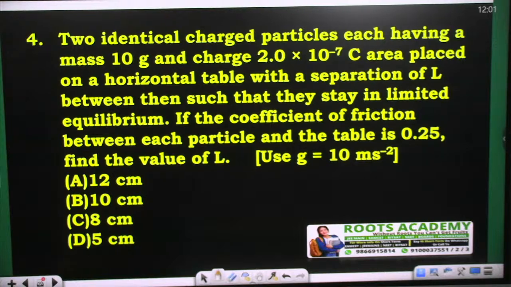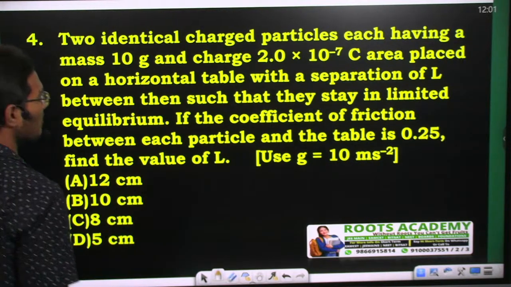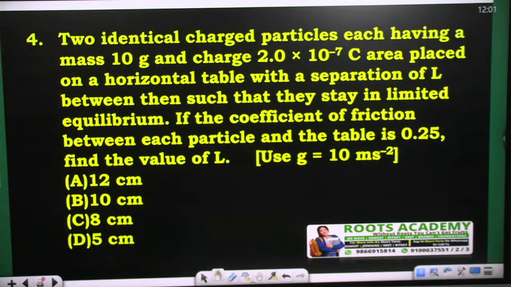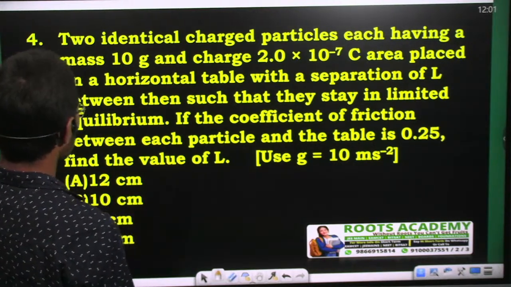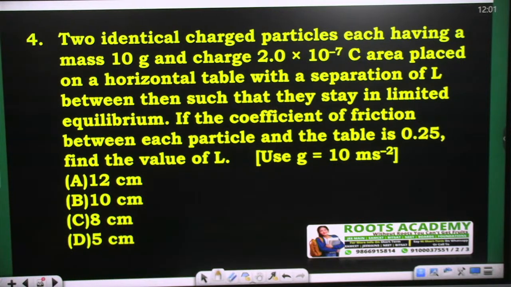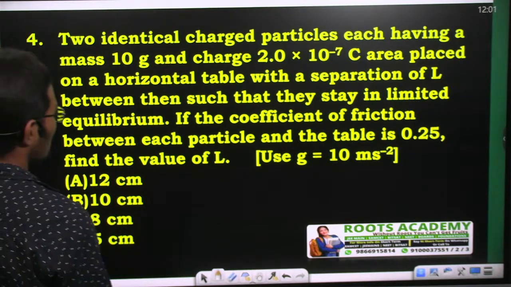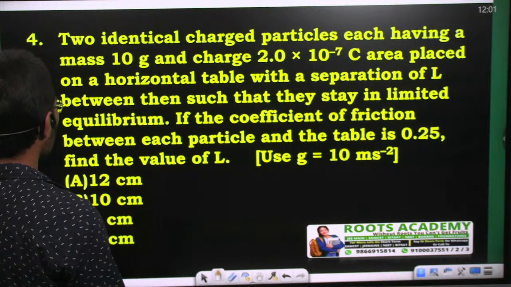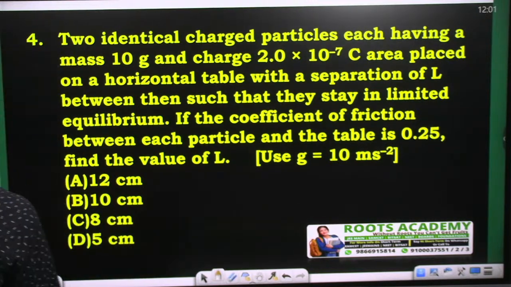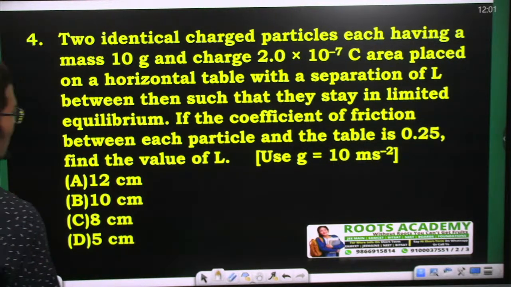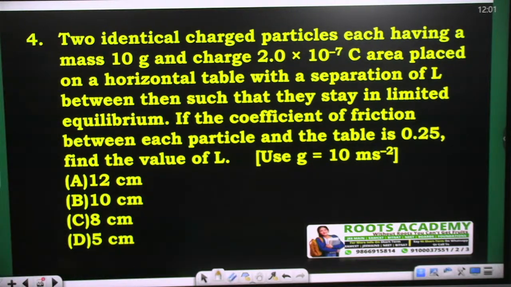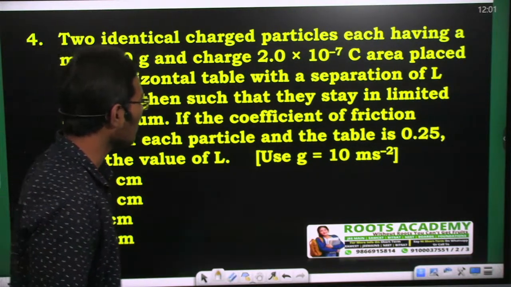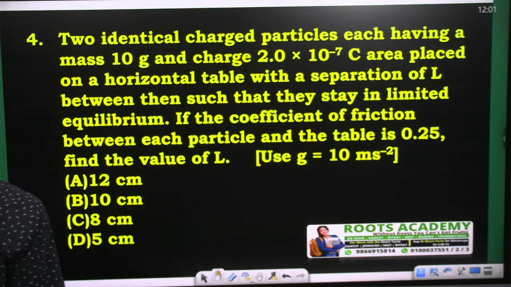Two identical charged particles, each having a mass of 10 grams and charge 2 into 10 power minus 7 coulombs, are placed on a horizontal table with a separation distance of L between them such that they stay in limiting equilibrium. If the coefficient of friction between each particle and the table is 0.25, then find the value of L. See, it's again a question of friction and electrostatics in combination.